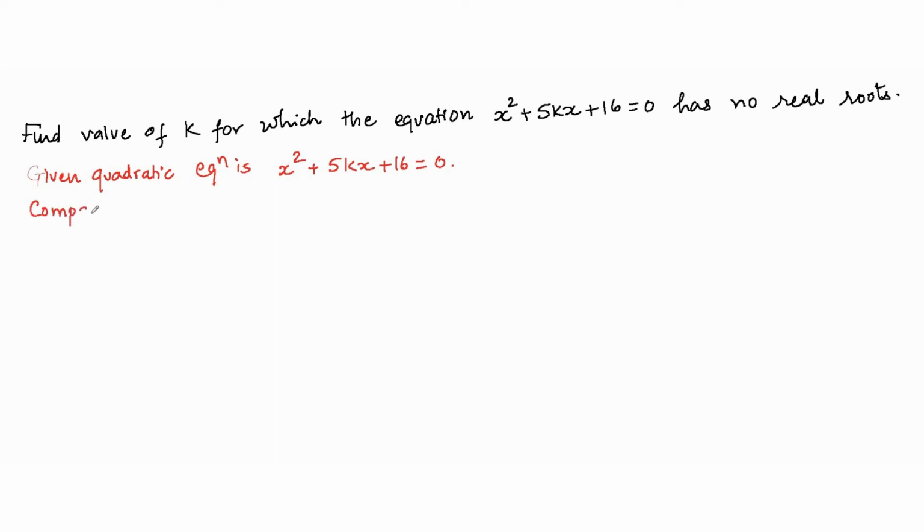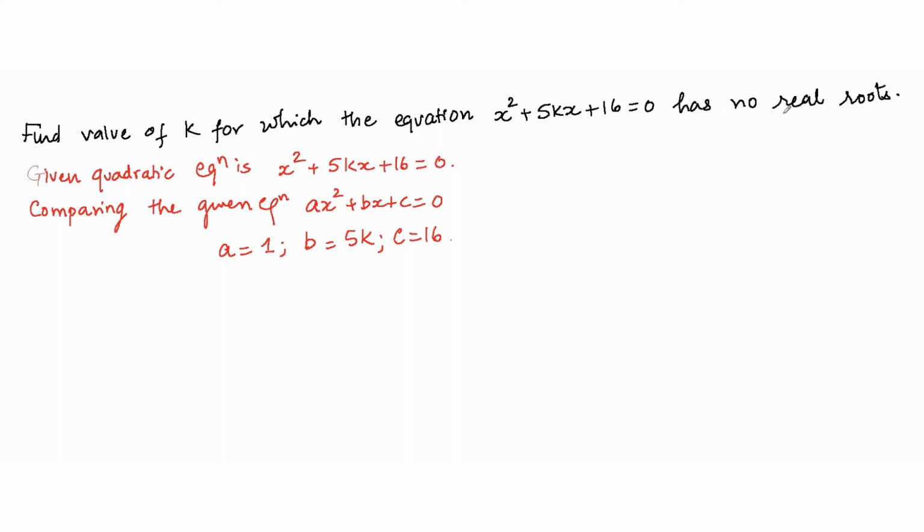Comparing the given equation with ax square plus bx plus c equal to 0 gives us the value of a is 1 because the coefficient of x square is 1. b is the coefficient of x, so in this case it is equal to 5k, and c is the constant, which is equal to 16.